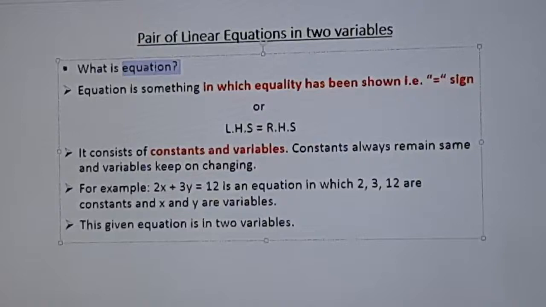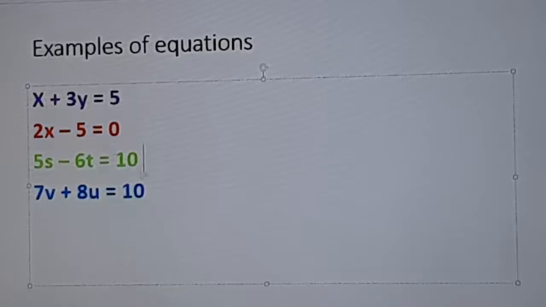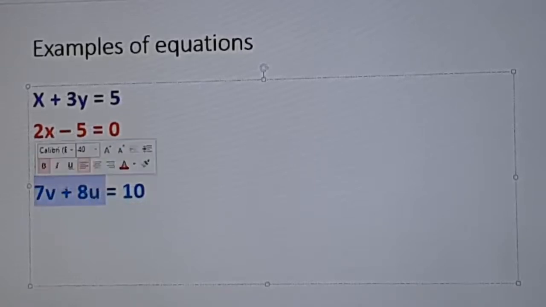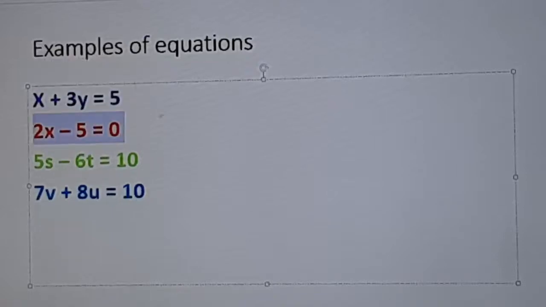What is an equation? An equation is something in which an equality sign has been shown. See, x plus 3y, 2x minus 5, 5s minus 60, 7v plus 8u. Till here I have been talking. So see, after this equality sign a number has been written in all of the four examples. That means all of these are equations.